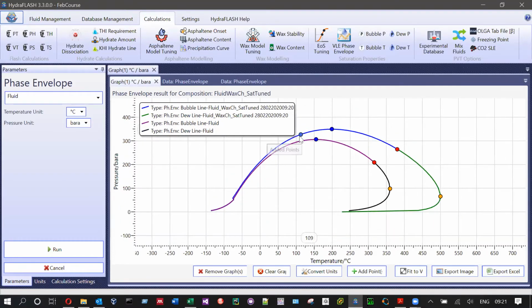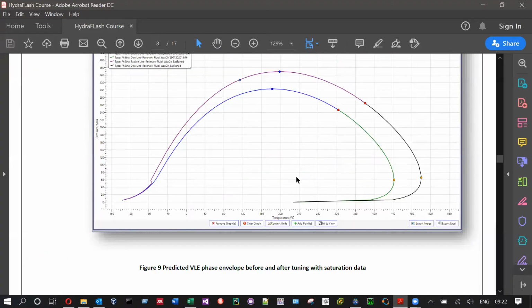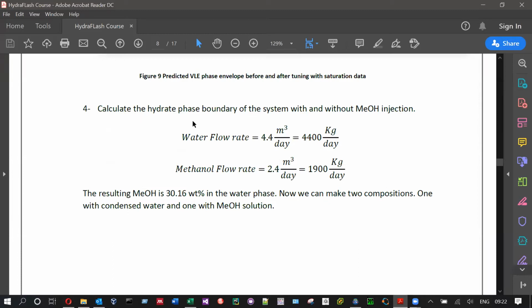So as you can see, the tuning has improved the predictions, and now the new tuned fluid can predict the saturation properties very well. Okay, so calculate the hydrate phase boundary of the system with and without methanol injection. So water flow rate was 4.4 cubic meters per day.